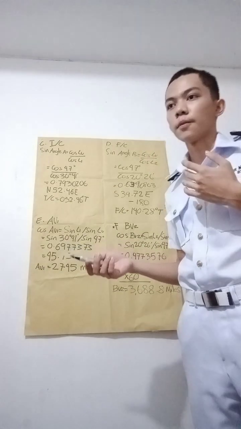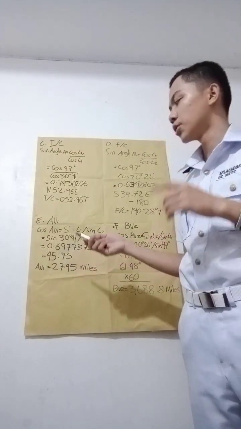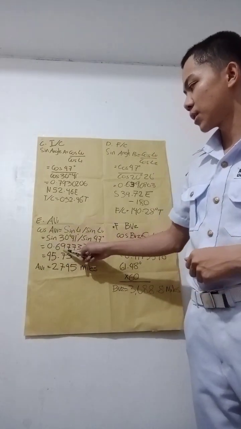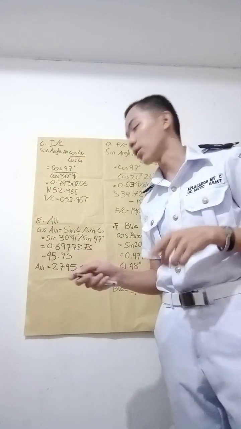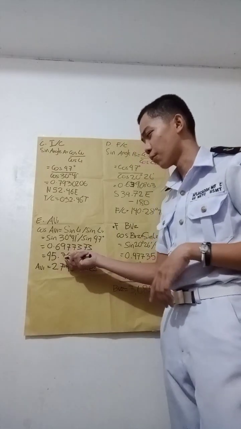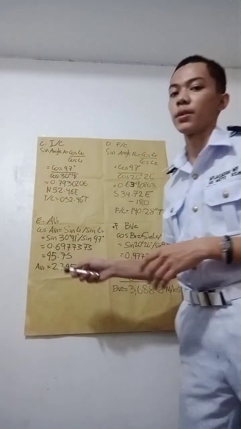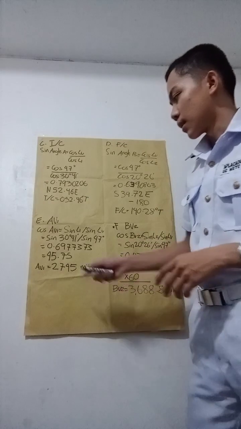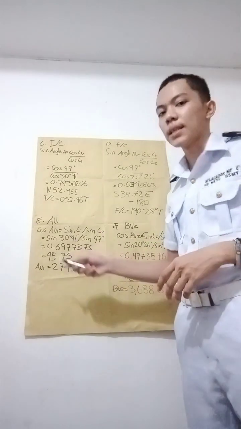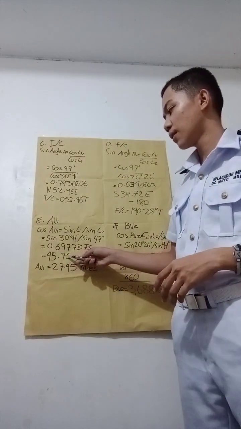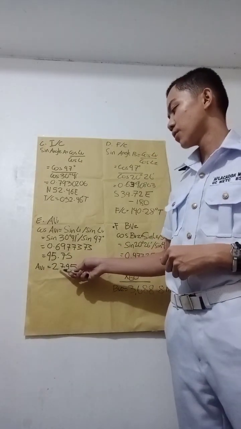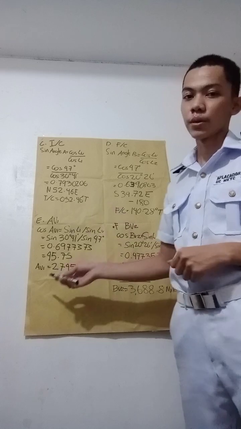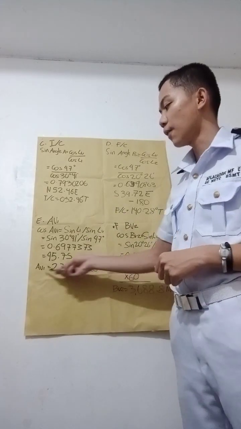Then type shift cos 0.697773. Then it is equal to 45.75 rather. Then times 60. So 45.75 times 60 is equal to 2,745 miles. So this is now our AV1.